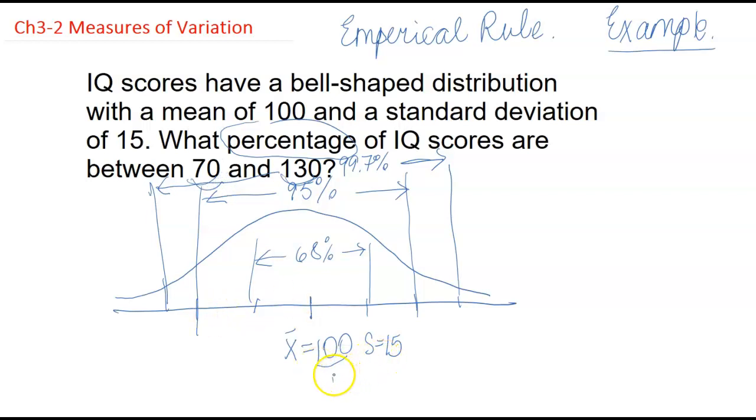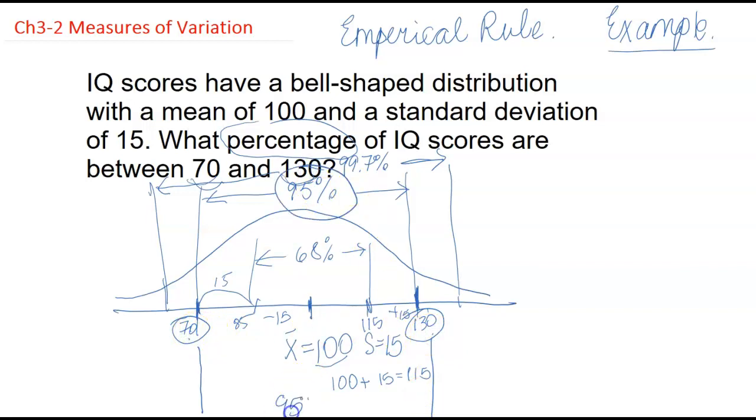100 plus 15 is equal to 115, plus 15 will be 130. This is 2 standard deviations. The value of 130 is 2 standard deviations from the mean. Subtracting 15 from the mean will give us 85, minus another 15. Remember, standard deviation is 15. 85 minus 15 is 70. 70 is the value that is located 2 standard deviations from the mean to the left. So the percentage of the values that are between 70 and 130 is 95%.